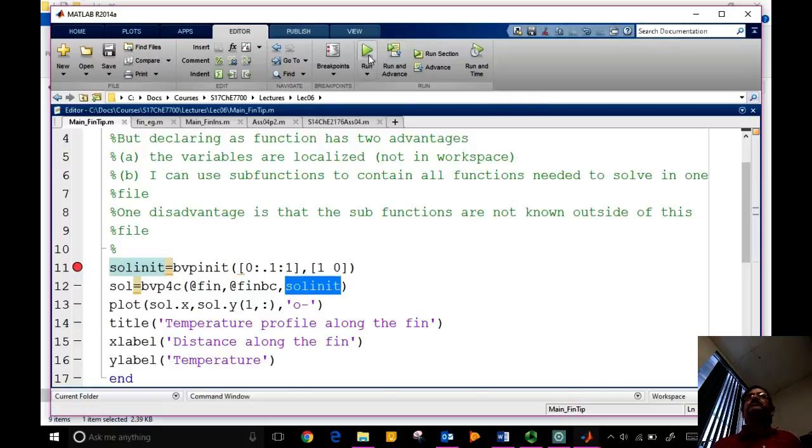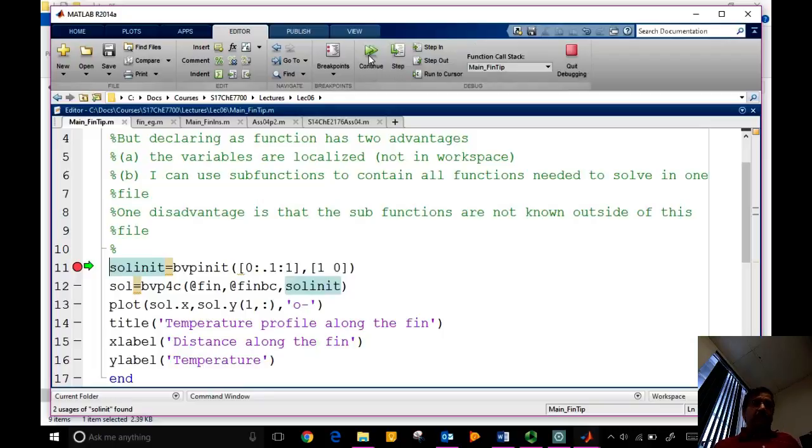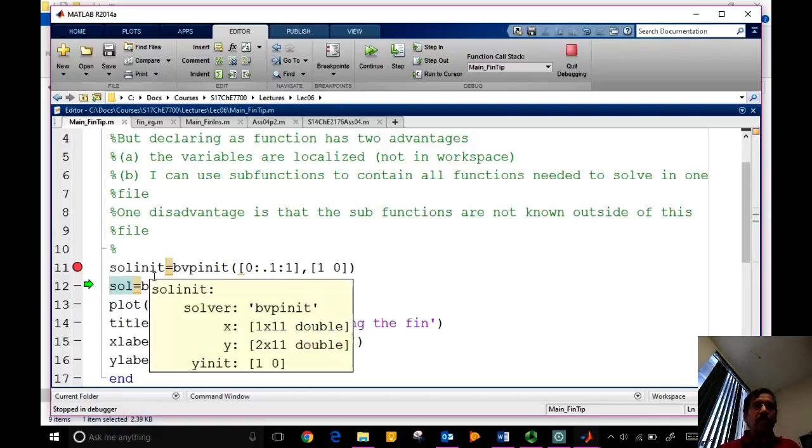Okay, so any questions? Let's run this. I mean, it has done nothing, but it's staying in line 11, so I'm going to execute that. So it has made a call to BVP init, and it did something and returned a variable called sol init. So I want to understand what this sol init is. So I take the cursor near it and it says it's a structure, and it has all these variables inside that.